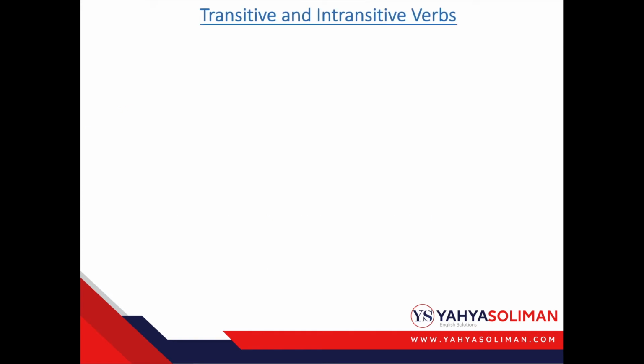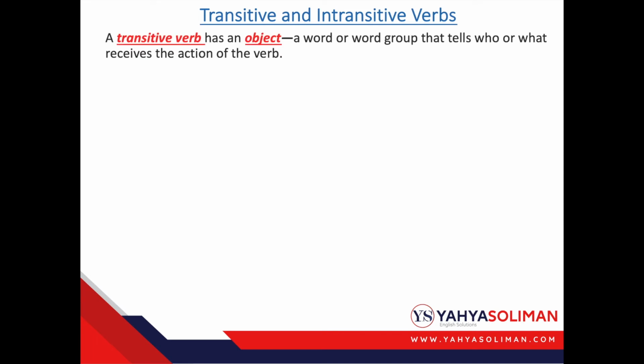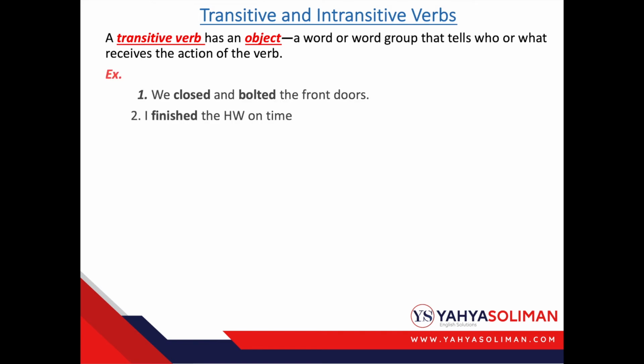Transitive and intransitive verbs. This is another category of the verbs. A transitive verb has an object, a word or a word group that tells who or what receives the action of the verb. For example, we closed and bolted the front doors. I finished the homework on time.